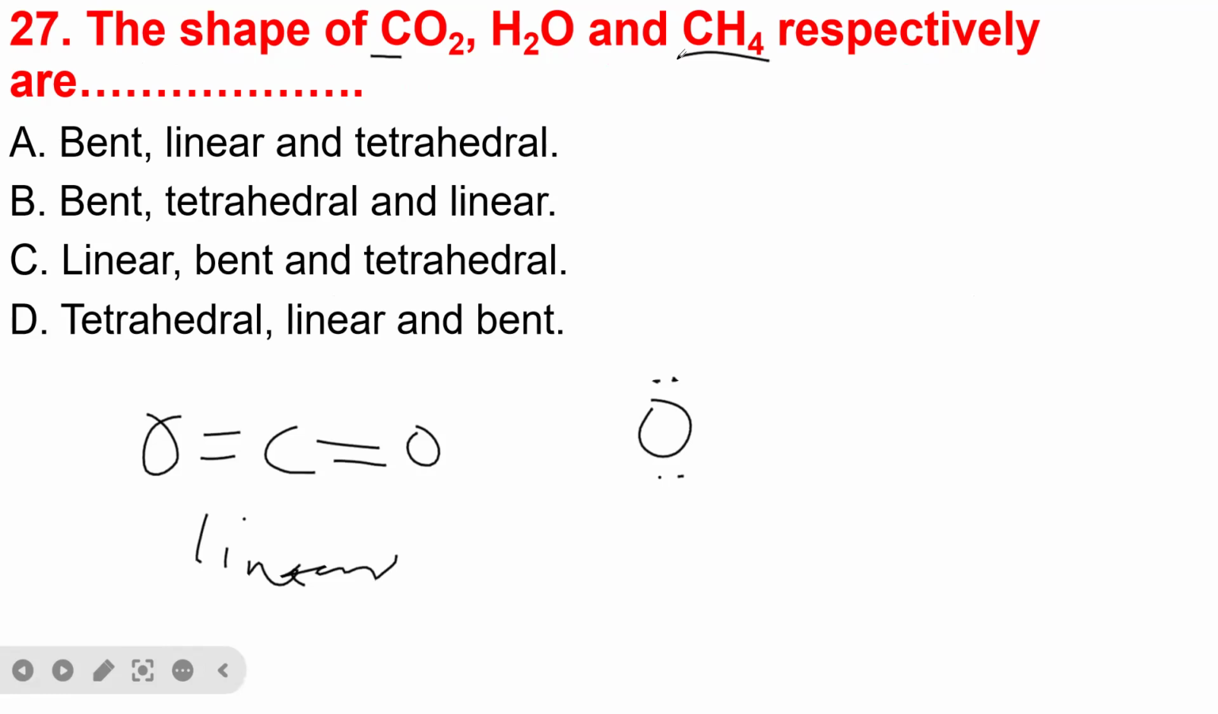Please, ladies and gentlemen, if you want to watch my video on the shapes of molecules, it is very clear and understandable. You can go to my YouTube and watch how the shapes of molecules are formed and how lone pairs of electrons affect their shape and bond angles. So the answer to this, as you can see, is C. CO2 is linear, the H2O water molecule is bent, and tetrahedral is for CH4.